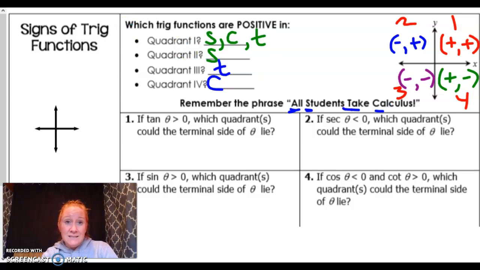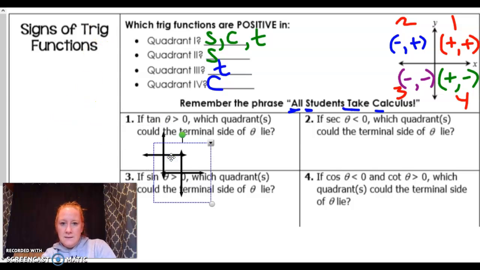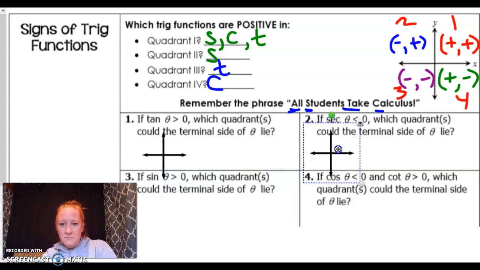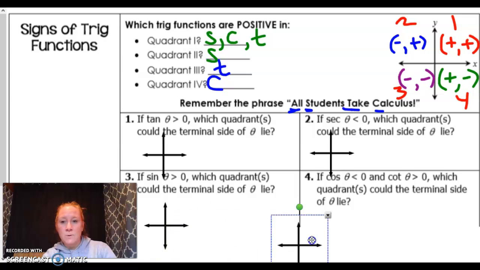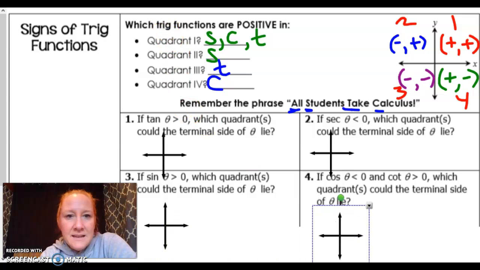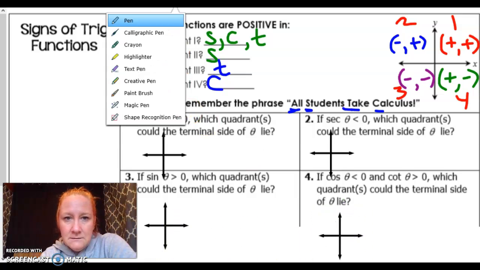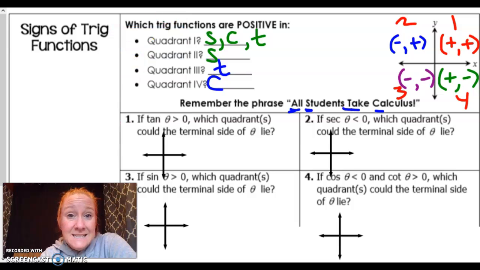All right, now let's go in. I'm going to grab a highlighter for this. Let's make one of these for each. We're going to draw a picture and figure out how we could work out what the sign is going to be wherever we are. The answer is, we can. This one says if tangent of theta is greater than 0. Okay, that means positive. So the tangent is positive.